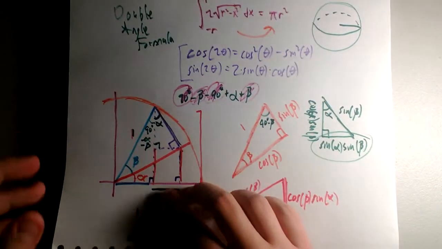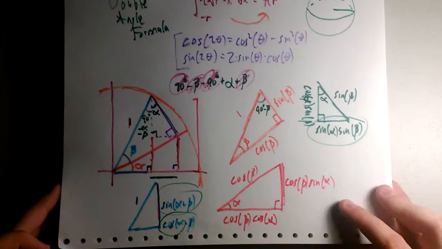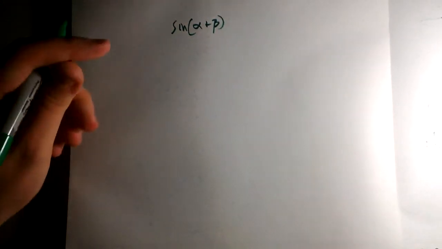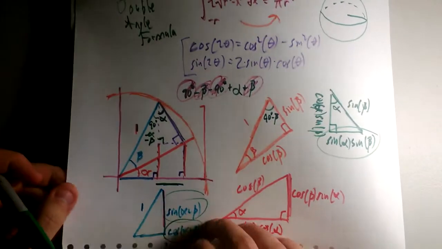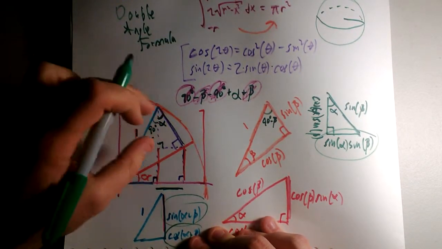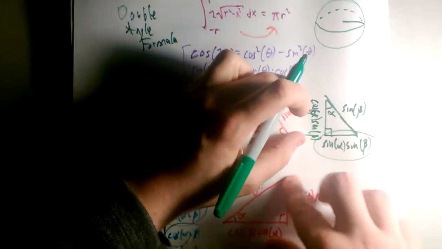Ooh, it's so great. I love this proof. So we have sine, let's do sine of alpha plus beta first. What is sine of alpha plus beta equal to? Well, the sine value is this whole length. And so it's the same as this piece, which is cosine alpha sine beta.